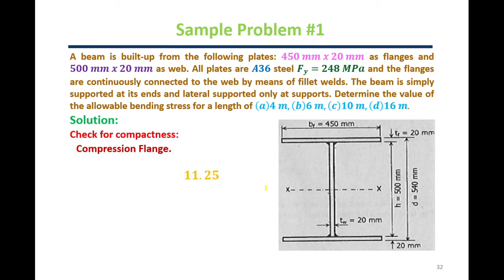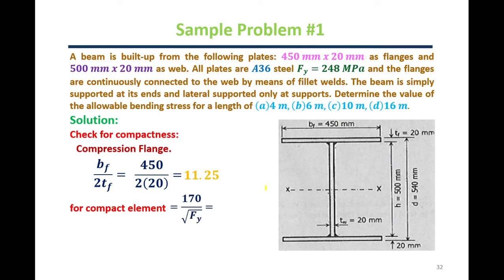Check for the compactness, compression. So, BF over 2 TF, that is 450 over 2 multiplied by 20. So, pag-check natin yan, makuha natin is 11.25. For compact elements, 170 over square root of Fy, that is 10.79. So, lumilitaw mas malaki ang BF over 2 TF natin. So for non-compact elements, check natin, 250 over square root of Fy, so 15.87.